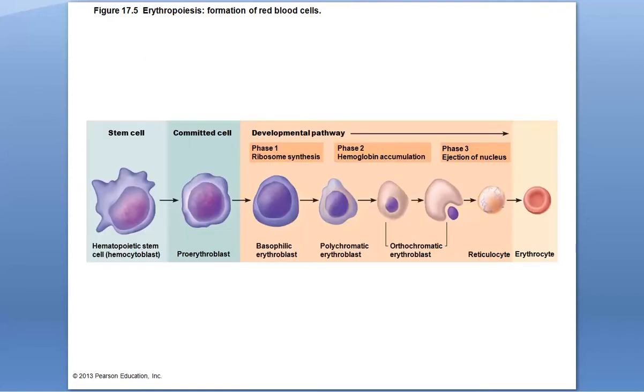So here we see the process of erythropoiesis as it would take place in the red bone marrow, and as do all blood cells, it starts with a hematopoietic stem cell called a hemocytoblast or a hematocytoblast. Once you've committed to becoming a red blood cell, then we see the pathway move along from ribosome synthesis, and those ribosomes would be used to make the protein portion of hemoglobin. So really, during this developmental pathway, you're just generating large amounts of hemoglobin.